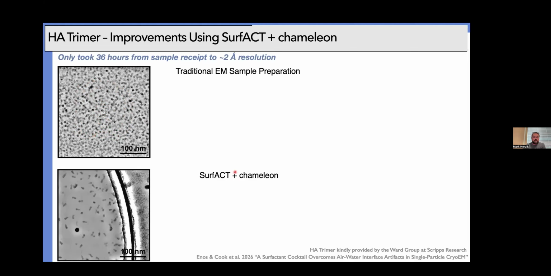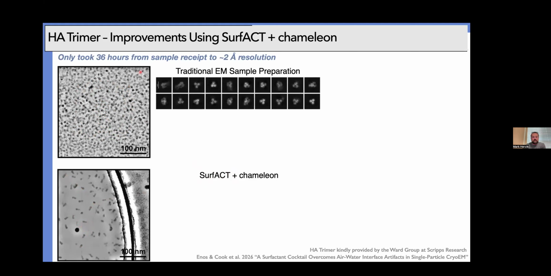When we froze the same specimen now with our surfactant cocktail, you can see that first the particle density is lower, right? That was the immediate thing that we saw. That was kind of expected. But then you can also very clearly see side views of our HA trimer.